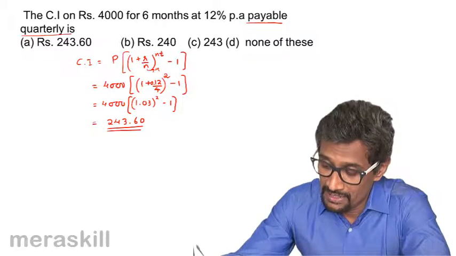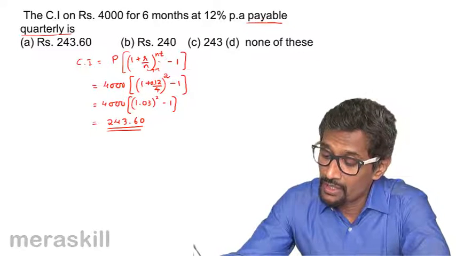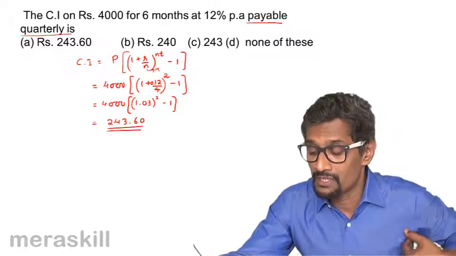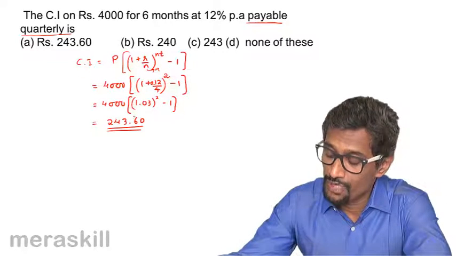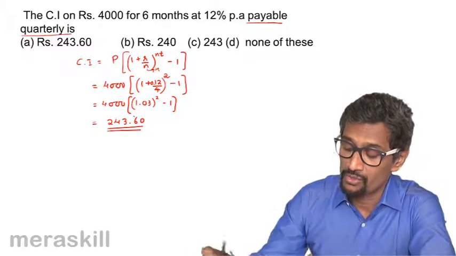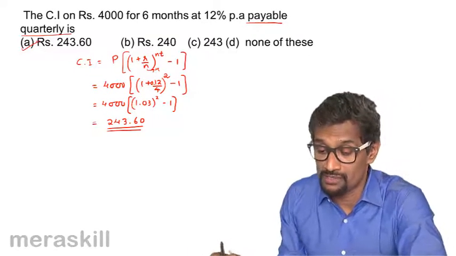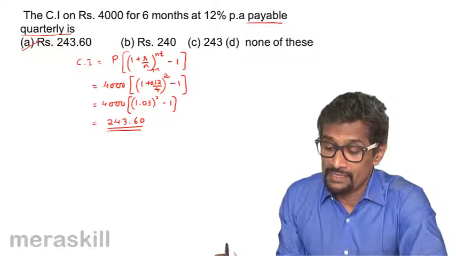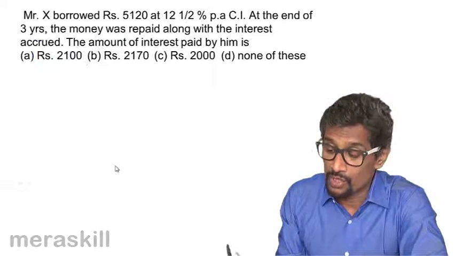So we have such n into t. Hence 2 into, in every 6 months there are 2 such quarters. So we have it this way. Right. So we have 243.60 as the interest. Yes, we do have a tally with what we got.